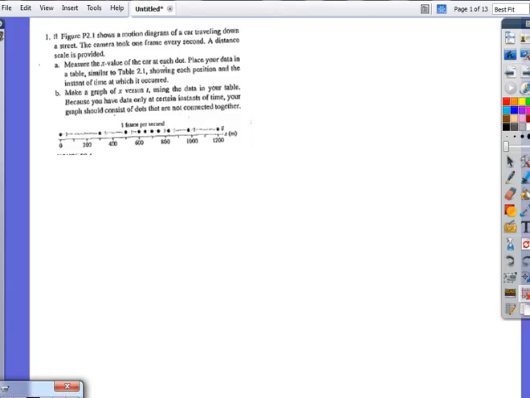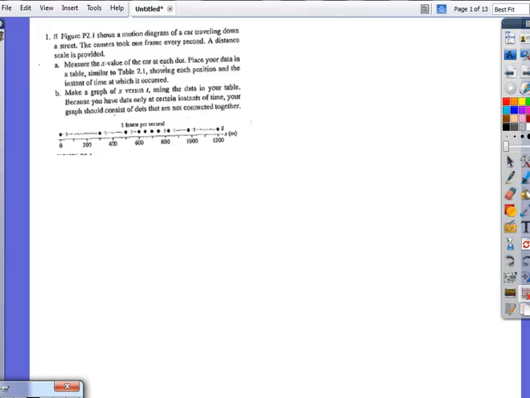So, number 1 here says, the figure shows a motion diagram of a car traveling down a street. The camera took 1 frame every second. A distance scale is provided. Part A says measure the X value of the car at each dot. Place your data in a table showing each position and the instant of time at which it occurred.